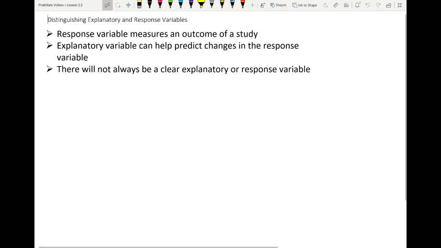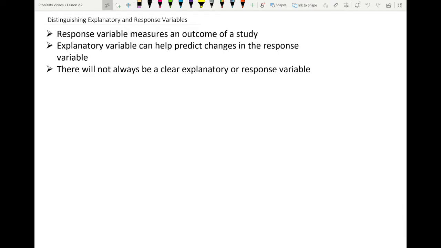So first off, we need to be able to identify explanatory and response variables. So remember that a response variable measures the outcome of a study, and it's usually what is being predicted. The explanatory variable, on the other hand, can help predict changes in the response variable. So remember that there's not always a clear-cut explanatory or response variable for every example that we have.